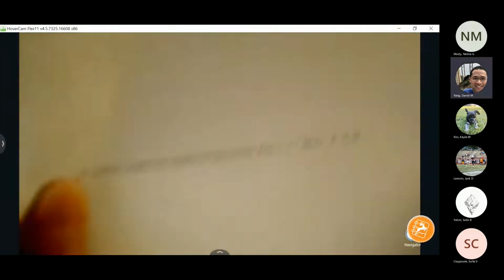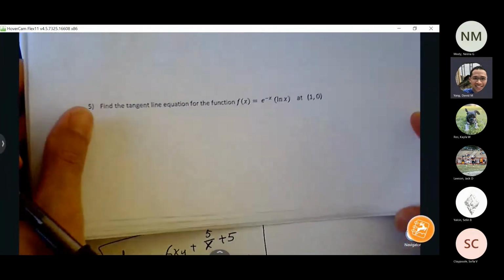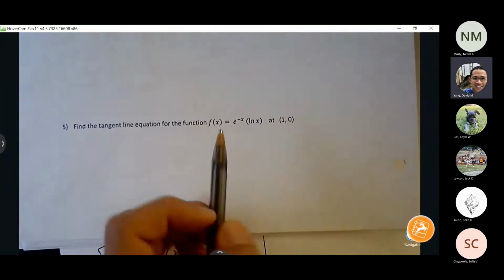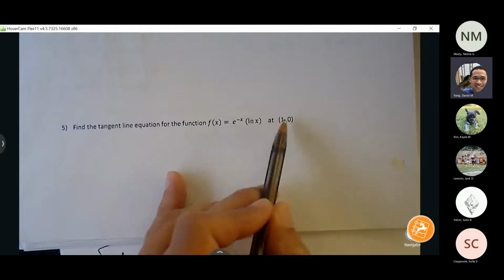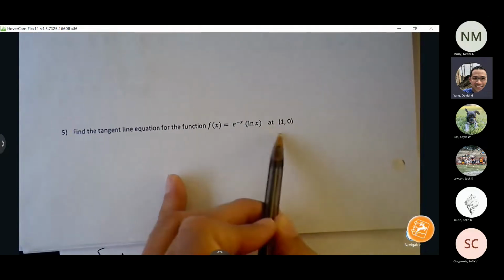All right, find the tangent line equation for the function. So for the tangent line equation, we can just go through a product rule, find the derivative, insert 1 to get the slope, and then use point-slope form.